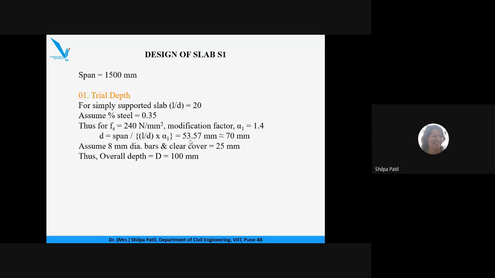L by D is 20 based on the IS code provisions.